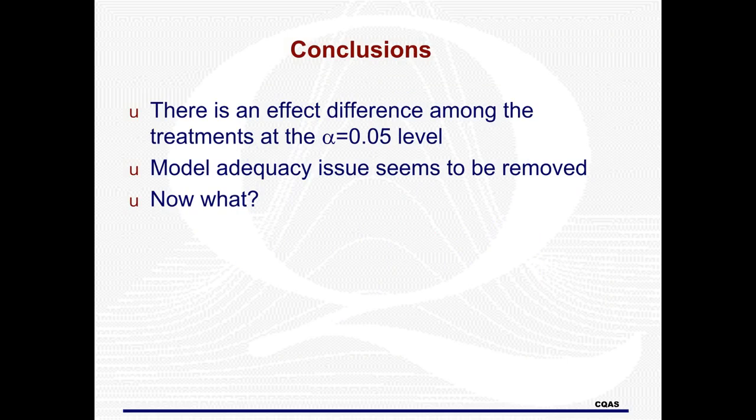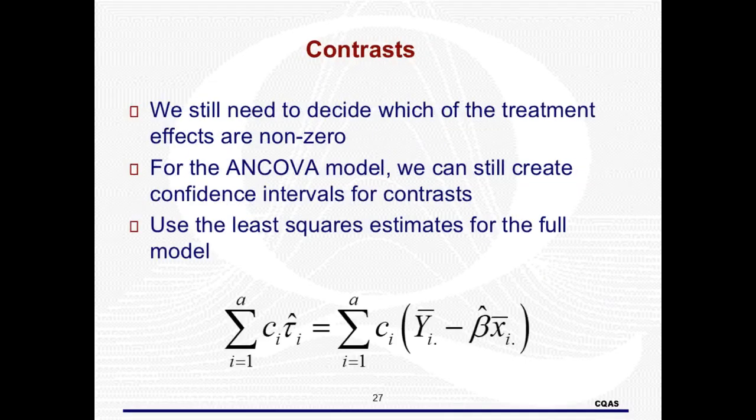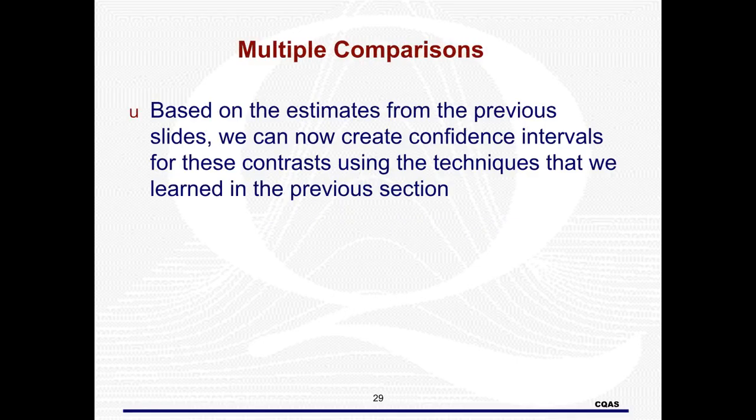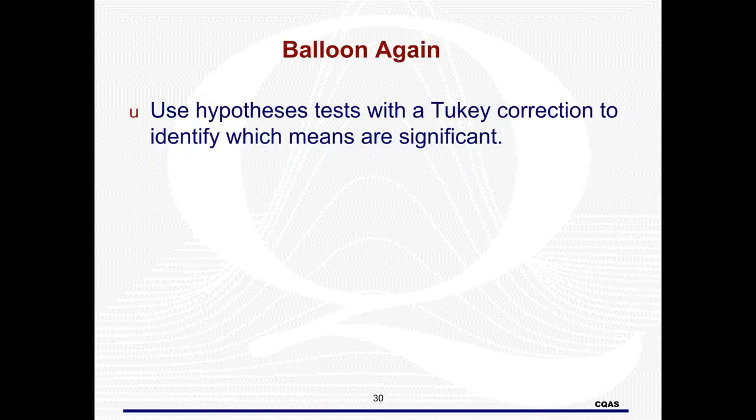The next step is to perform post hoc comparisons to determine which treatments differ. We can construct contrasts to compare specific treatment combinations. These are based on least squares estimates from the full model. This slide shows how to compute the variance of a contrast, which is needed to form confidence intervals or hypothesis tests. Using the contrast estimates and their variances, we can construct confidence intervals and perform multiple comparison procedures, just like in ANOVA. From the Tukey results, we identify which treatment pairs differ significantly. This gives us a complete understanding of how treatments compare.